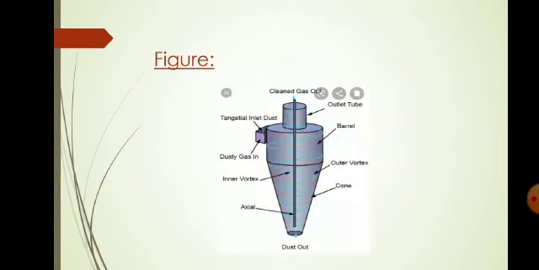Figure: it consists of an inlet duct and an outlet duct. Inlet duct is through which air enters and outlet duct is through which clean gas comes out. Dust outlet means dusty particles get settled at the base. Barrel means cylindrical in shape, and it also consists of an inner vortex and an outer vortex. Vortex means spinning, or the motion of fluid rapidly in a circular way around the center.